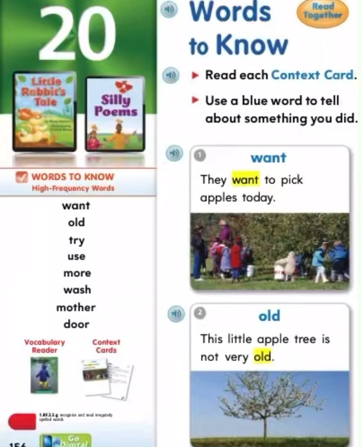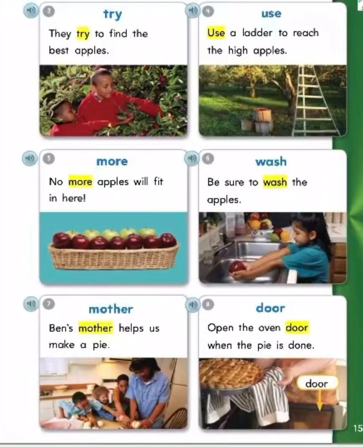Words to know. Use a blue word to tell about something you did. Want. They want to pick apples today. Old. This little apple tree is not very old. Try. They try to find the best apples. Use. Use a ladder to reach the high apples.